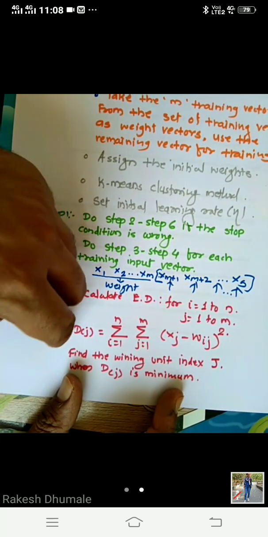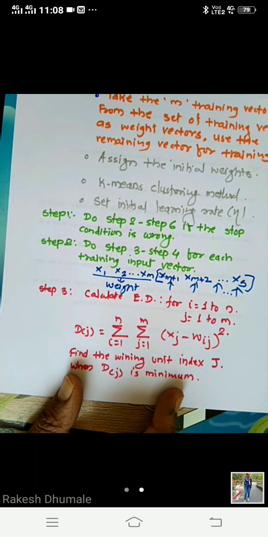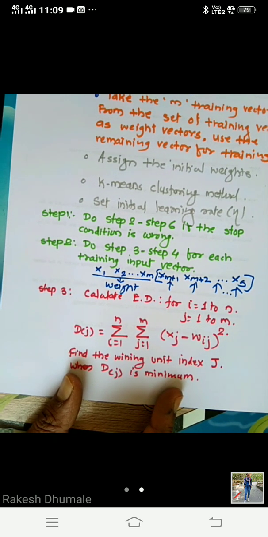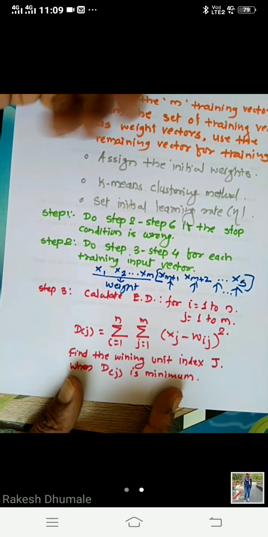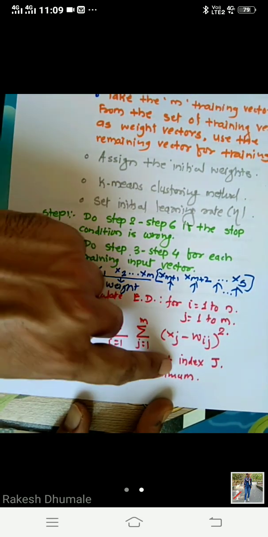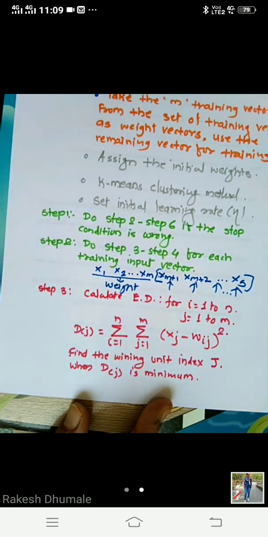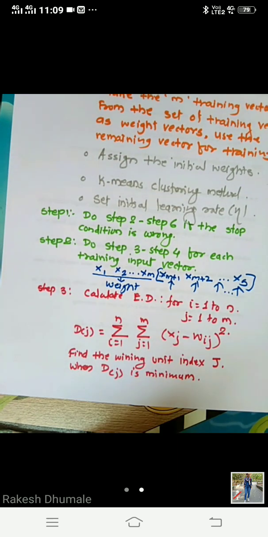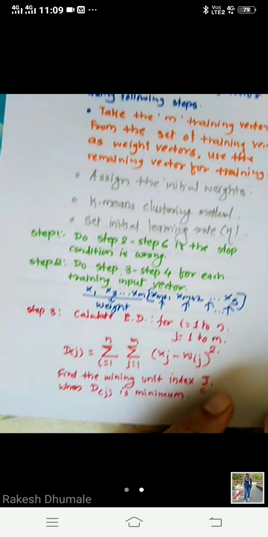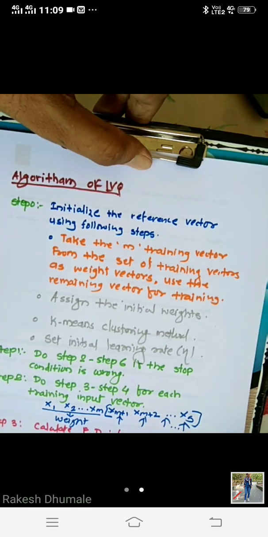We have already calculated it in KSOFM. If you remember, one numerical was taken on KSOFM. In this case, the minimum distance is calculated, and if the distance is minimum, then this is called the winning vector. So similarly here, when dj is minimum, this is called the winning vector. Now it is numbered as j. Is there any doubt?